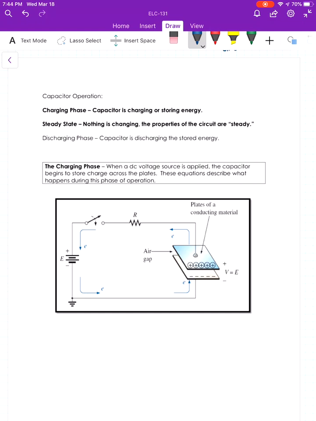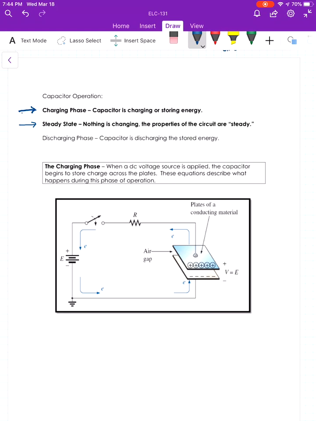In this video, we're going to talk about the charging phase, and that's where we have no voltage or no charge stored across the plates of the capacitor, but we're going to gradually do that over time. And we'll talk about steady state just a little bit. We might follow that up with another video later, but we'll talk about what happens after that capacitor is fully charged, or after we open the switch. The discharging phase is when we allow the capacitor to release the energy back into the circuit, and we'll talk about that in another video as well. Okay, so let's go back to the charging phase.